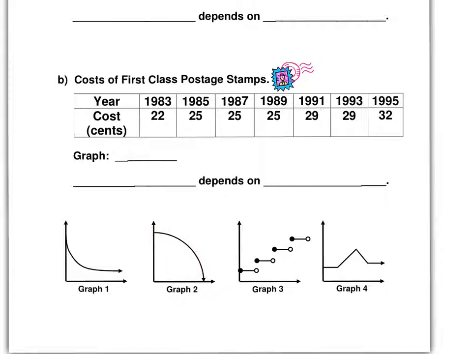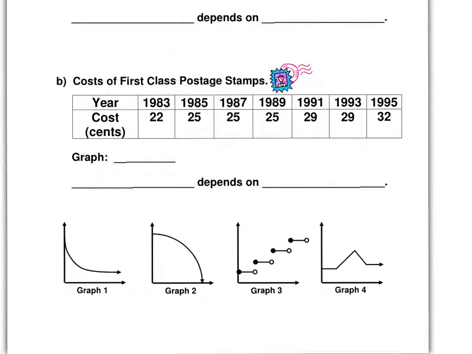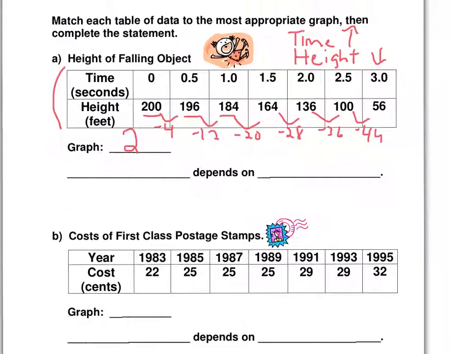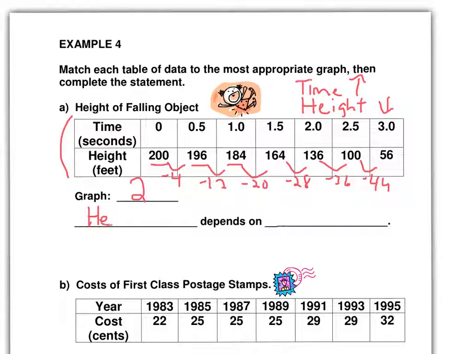Okay, so time is along here, and this is height. The height is going down. So the graph for that one would be graph number 2, and I want you to draw the graph that we just said. This is graph 2, so draw that graph next to this particular problem so you see what it looks like. All right, and what depends on what? I think the height is the dependent variable because it's going to depend on the time, and the time would be the independent variable. Independent variable is x, dependent variable is y.